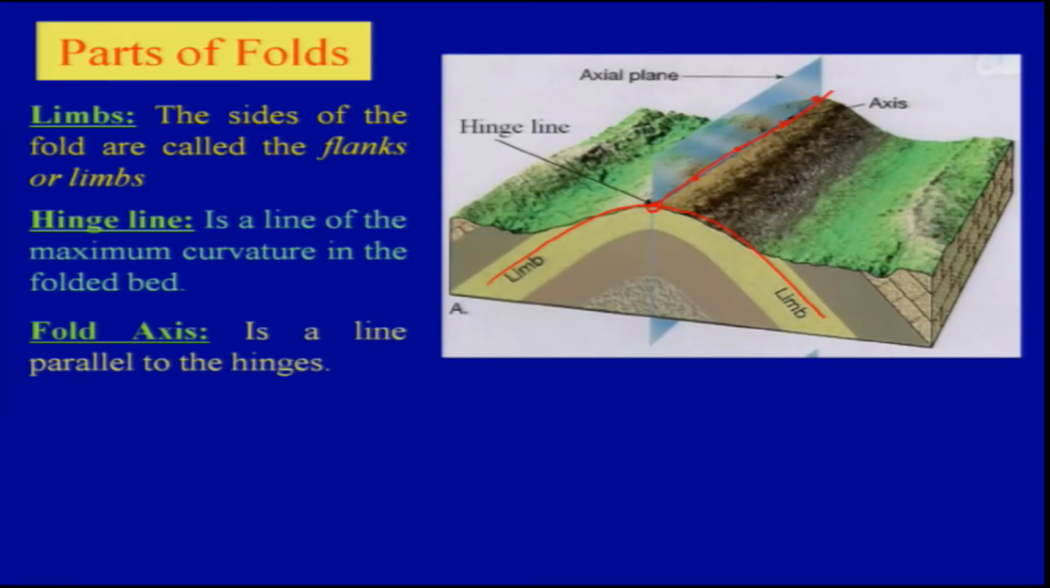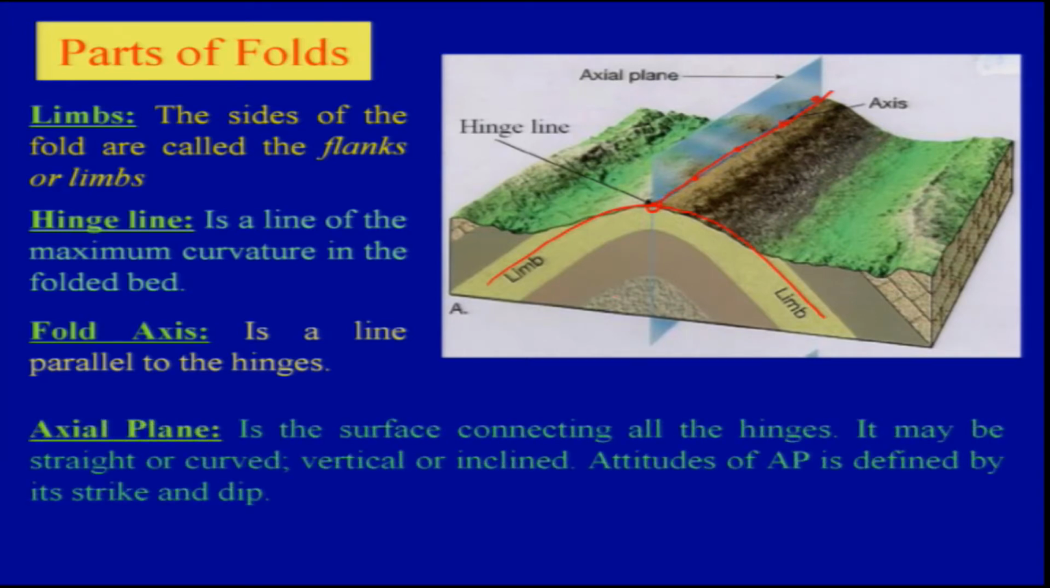Then there is the fold axis, along which the folding will occur. Okay, that is the axis. The axis may be vertical, and may be inclined also. That depends on what type of folding is taking place and what forces are acting on it.